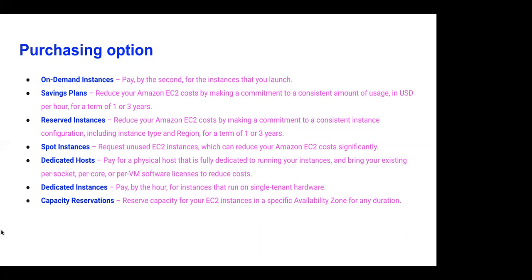Then you have dedicated host, wherein you say, I want this dedicated machine for my work only. You're not going to have an instance of any other user on this particular host. Then dedicated instance, where you're taking a particular instance. Then capacity reservation: reserve capacity for your EC2 instance in a specific availability zone for any duration.